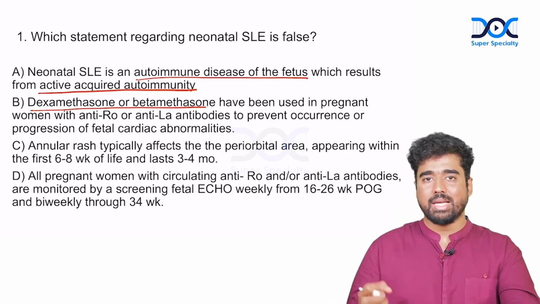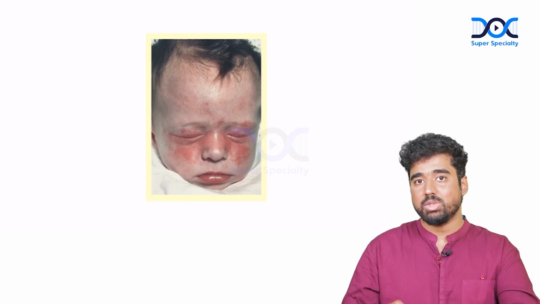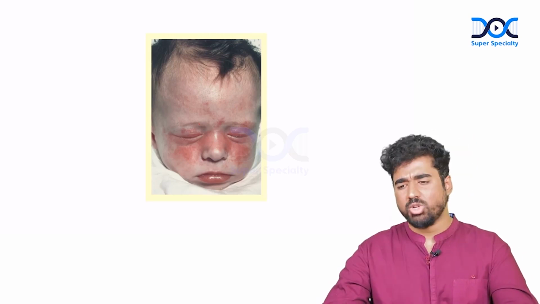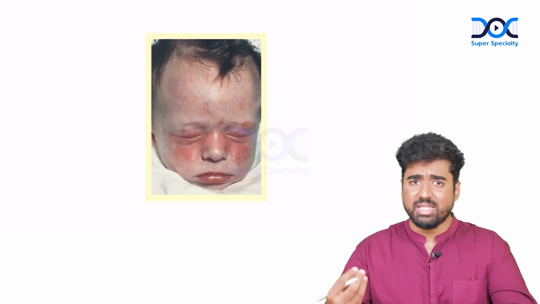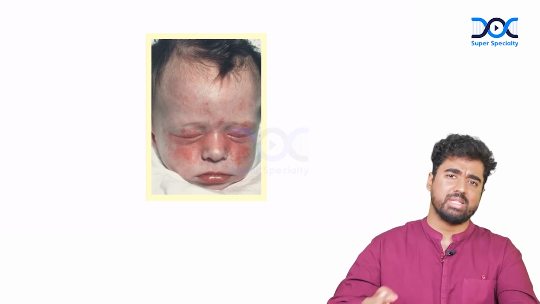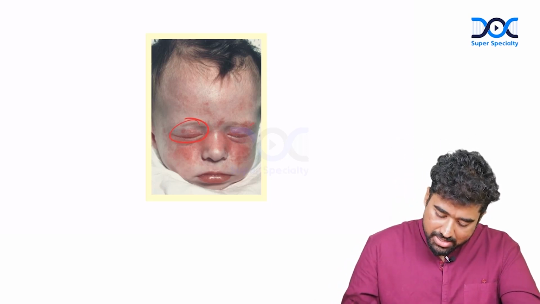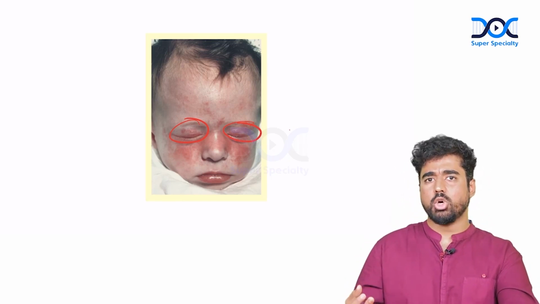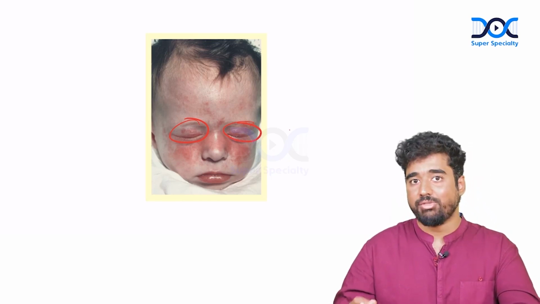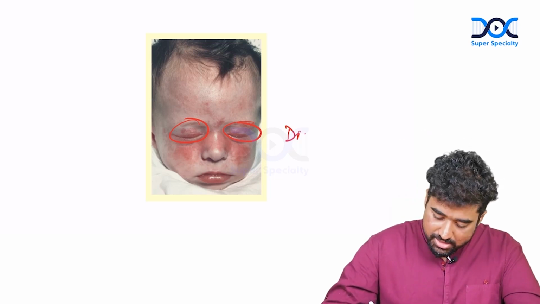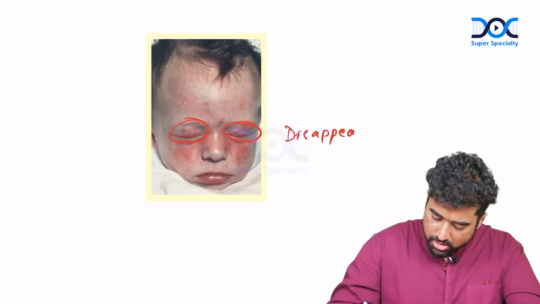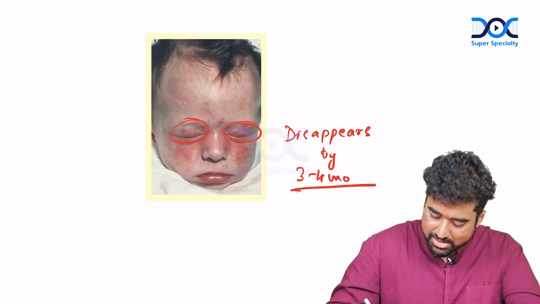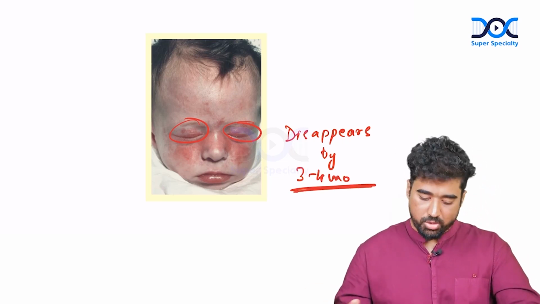Next is the typical rash. This is how the typical rash looks. It's usually periorbital in distribution, not usually involving the central areas of the face, and the scalp is rarely involved. Mainly the periorbital area is involved. Here you can see central face involvement, but it's usually not common. Another very important thing is that it disappears by around 3 to 4 months. So it appears by around 6 to 8 weeks and disappears by around 3 to 4 months.